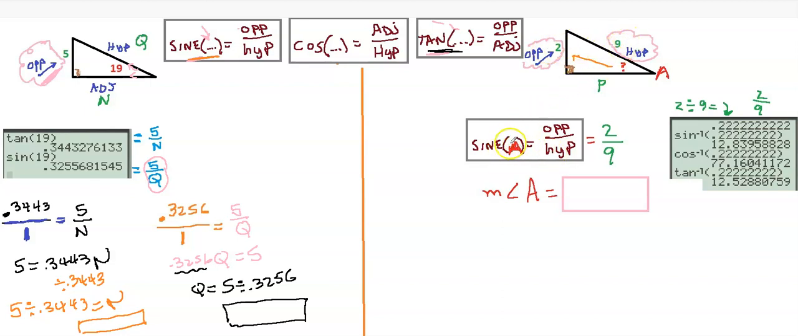Well, in this problem, I don't know the angle, but I do know the opposite and the hypotenuse is 2 over 9. 2 divided by 9 gives me this decimal. The trig calculator will give us the different angle values using the different inverse trigs. We actually chose to use the inverse sine because opposite and hypotenuse deal with sine. So the inverse sine would be 12.83, right? 12.84 degrees.